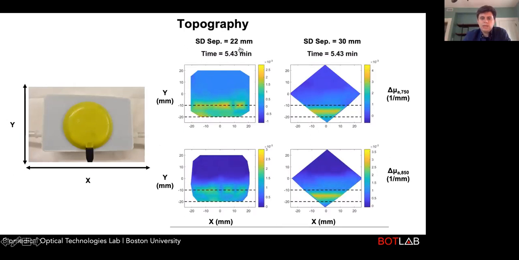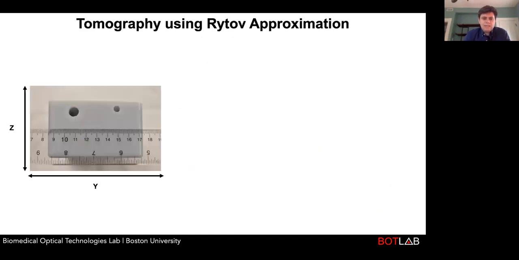So here we're looking at an interpolated map of all the 22 millimeter source detector separations, and here are all the 30 millimeter source detector separations. So we have a little bit deeper sensitivity with the 30 millimeter. And you can see that because we can put channels at different depths and test the different sensitivities. So this is one way we validate the technology.